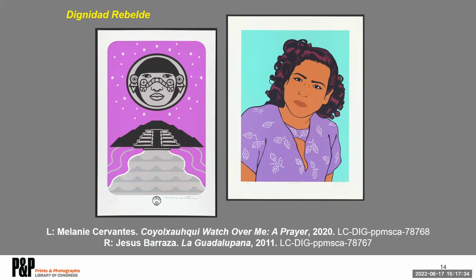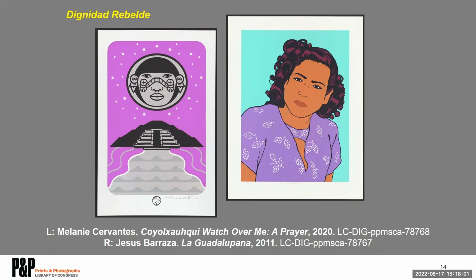The first is Melanie Cervantes' Coyolxauhqui Watch Over Me, a prayer from 2020. The artist states, "In this piece, I pair Coyolxauhqui moon and her star siblings in the sky over the Mexica Aztec pyramid, temple of the moon, and the long footpath toward the temple. Whenever I feel deeply isolated, I say a prayer to the moon that watches over me, no matter where in the world I have my feet planted."